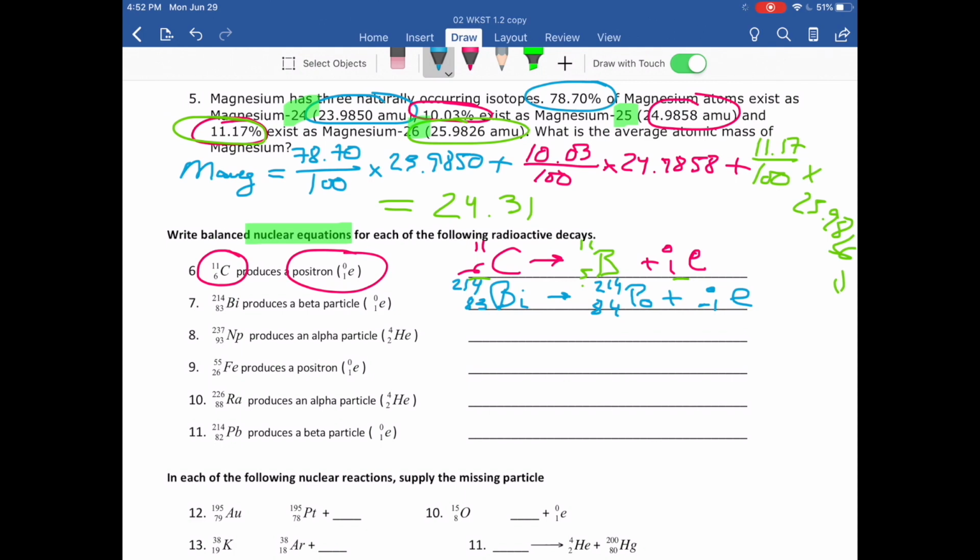Next one. Let's change the colors. So I have neptunium over here, Np, and it's 237 is the mass number, 93 is the atomic number, and it's releasing an alpha particle. So yields, and then the alpha particle is 4, 2 helium. All right, so what atomic number plus 2 equals 93? 91. I go ahead and go to the periodic table, and I see that protactinium, Pa, is going to be that element that has an atomic number of 91. What mass number plus 4 equals 237? 233. So that's it. Next one.